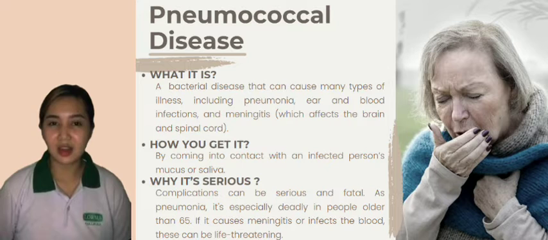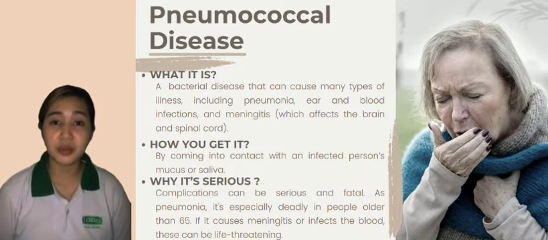So what is it? It is a bacterial disease that can cause many types of illness, including pneumonia, ear and blood infections, and meningitis, which affects the brain and spinal cord. So how can a person get it? A person can get it by coming into contact with an infected person's mucus or saliva. So the pneumococcal disease is spread from person to person through coughing, sneezing, and close contact. Some people, especially children, can carry the bacteria in their nose and throat without being sick and can spread the bacteria to others.